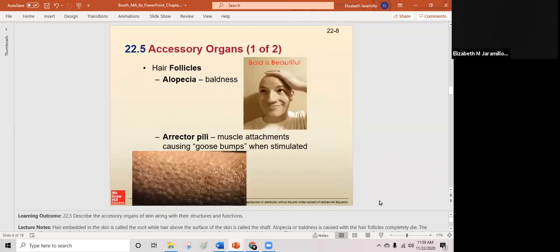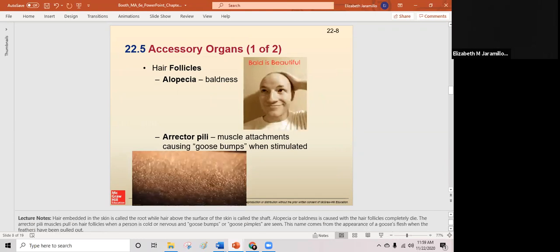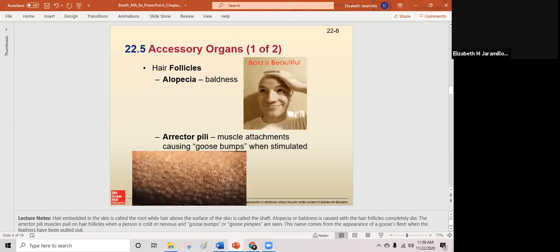All right. So your accessory organs: hair embedded in the skin is called the root, while hair above the surface of the skin is called the shaft. Alopecia, or in other words baldness, is caused when the hair follicles completely die.